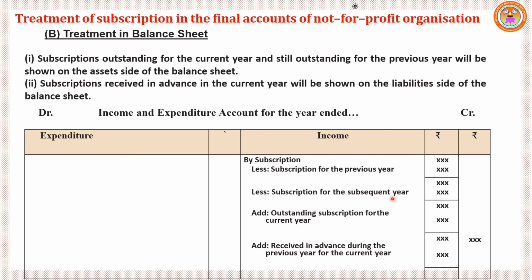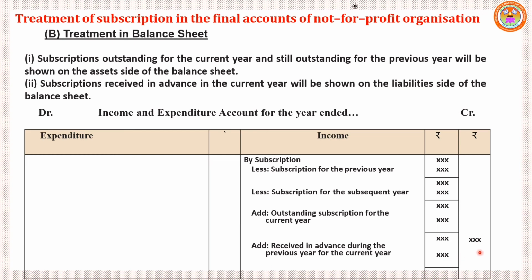Then subscription for the subsequent year. If that amount includes future year, next year subscription, that also should be deducted. Then current year outstanding subscription is to be added. Then current year subscription, if they might have received in advance during the previous year, that also should be added. So bring the final amount to the outer column.